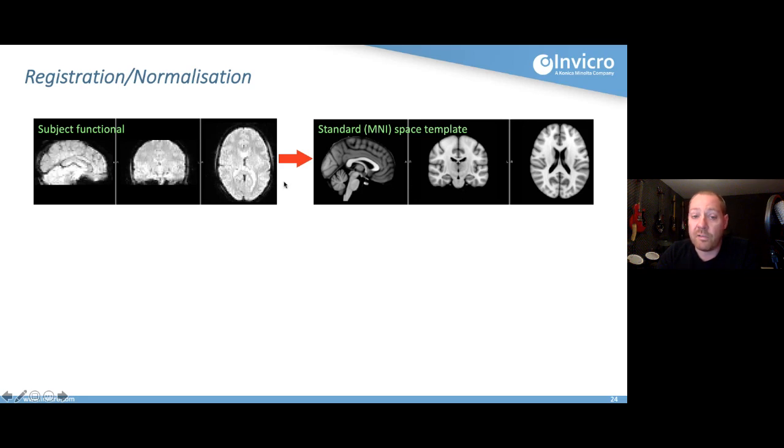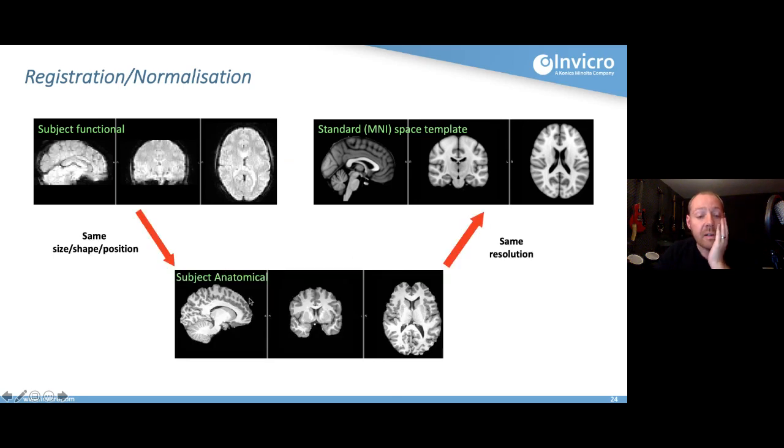So these are different images in lots of ways. There's different contrast. There are different size and shape, obviously, because this is an individual subject and this is the template, and there are also different resolutions. So how do we make that an easier problem to solve, if you like? We do it by using the subject's own anatomy.